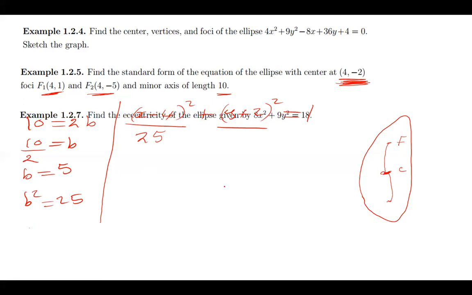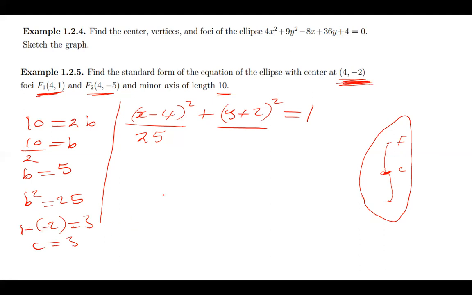So if we've been given the focus, which is this one, and the center, we can easily find C. How do you do that? By simply subtracting: the focus minus the center. So 1 minus -2, the answer will just give us 3. So the value of C is just 3.